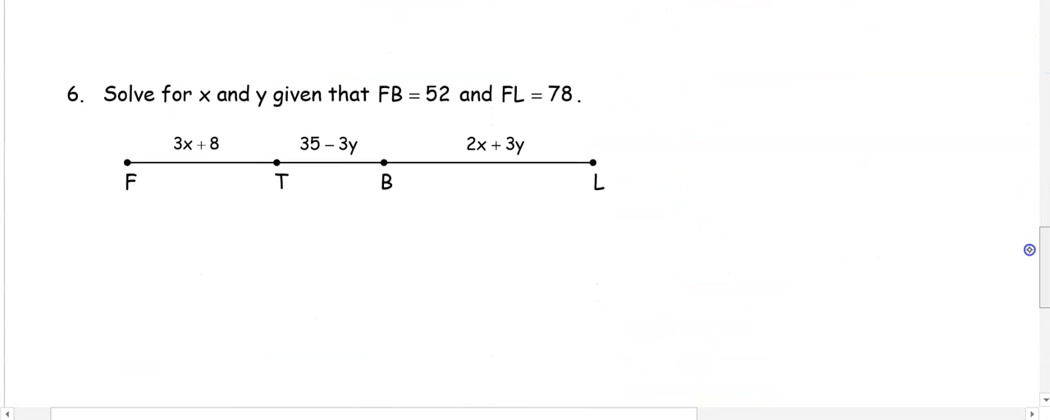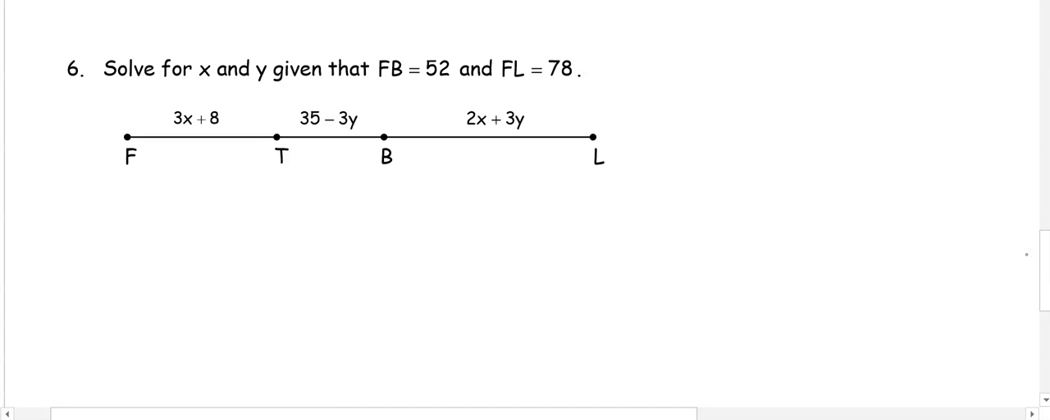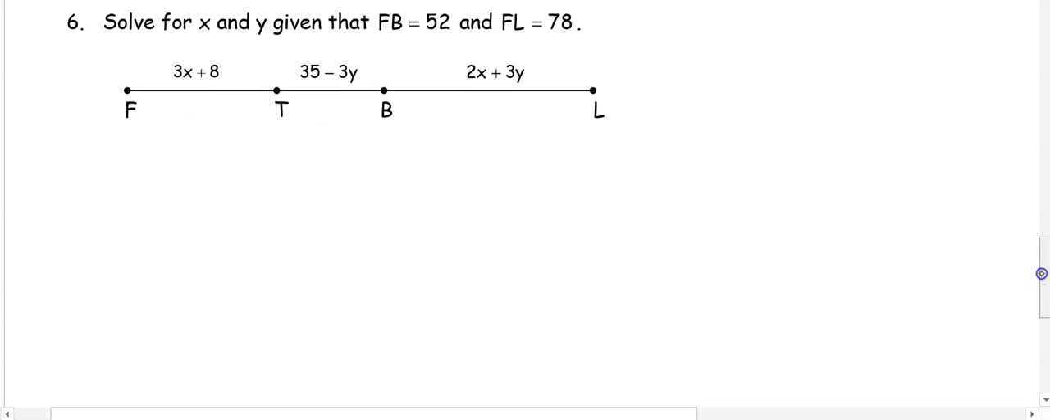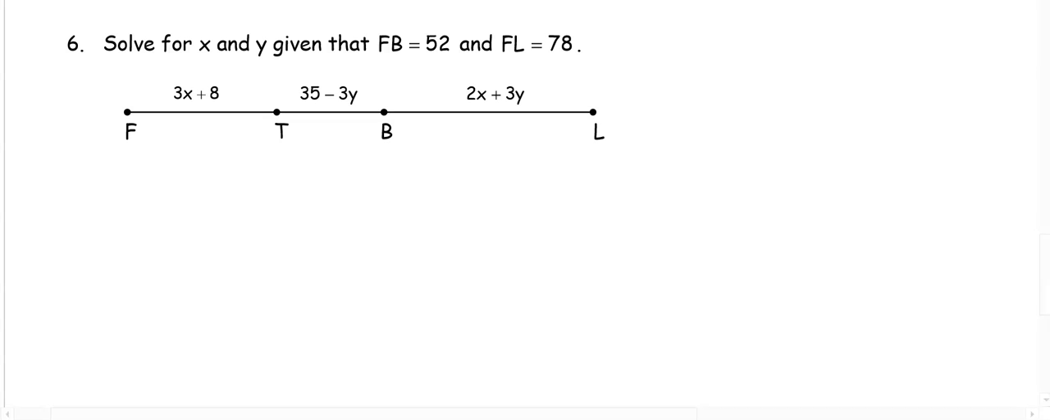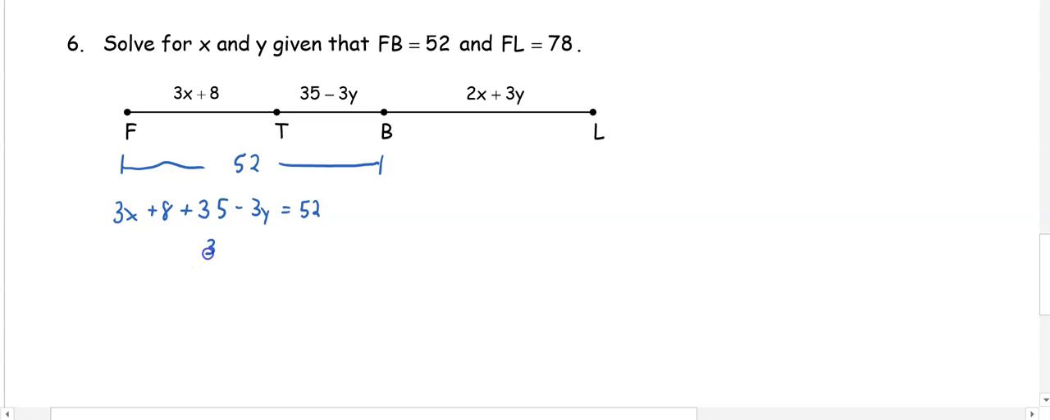In number 6, solve for x and y given that FB is 52 and FL is 78. So FB has a length of 52. It's using those two segments, so 3x plus 8 plus 35 minus 3y equals 52. I want to organize the equation so x and y are by themselves, so I'm going to subtract 8 and 35 from 52. So we get 3x minus 3y is equal to 9.